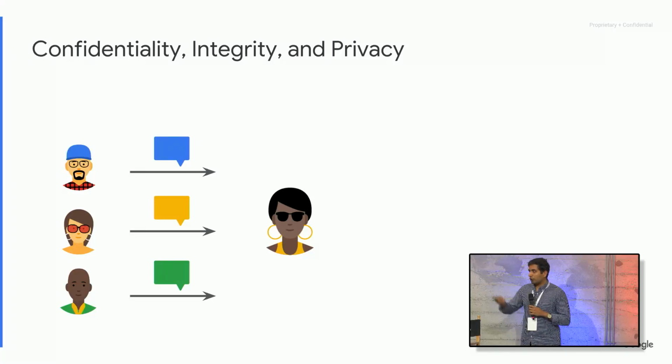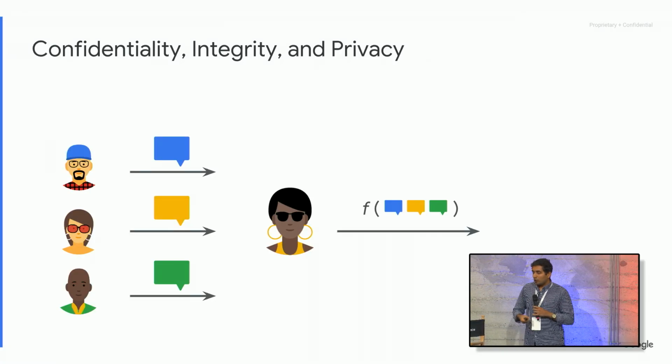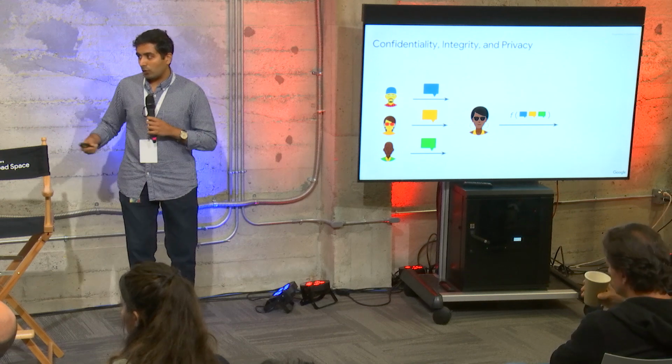So the scenario usually involves multiple people participating. Here you have 3 people. They send some message to some data curator. She wants to do something cool with it. What does she want to do? Maybe she wants to compute some function, maybe some statistics. Think about your census surveys and so on.